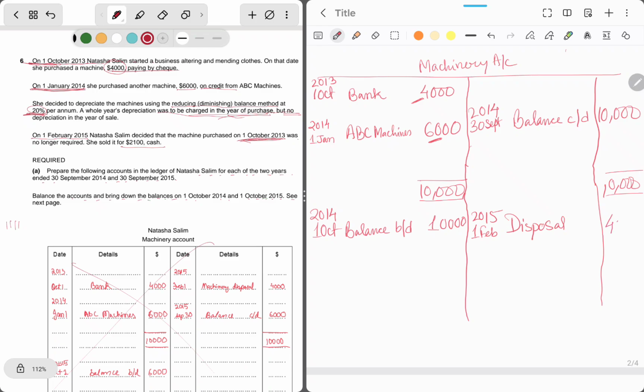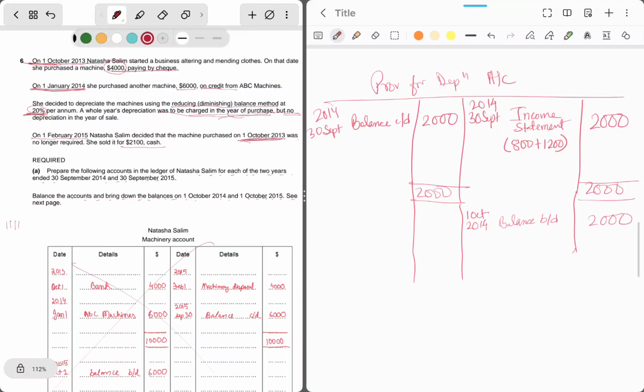Which amount? Only the 4,000 amount. Remember, only the 4,000 amount you are going to transfer to disposal. And what about the other machinery? The other machinery is going to remain. Please don't get confused. Now if you close the books of accounts in the month of September, you will have a balance in machinery of $6,000.